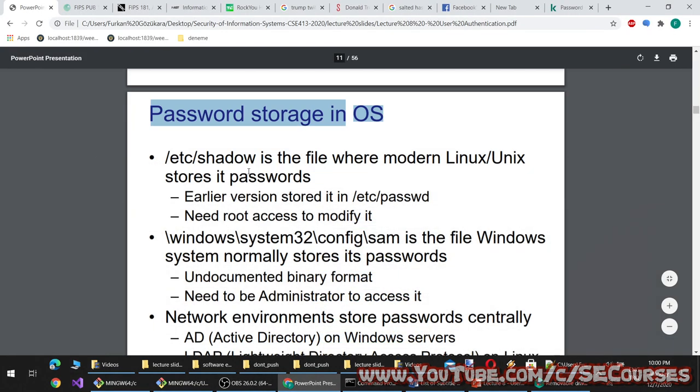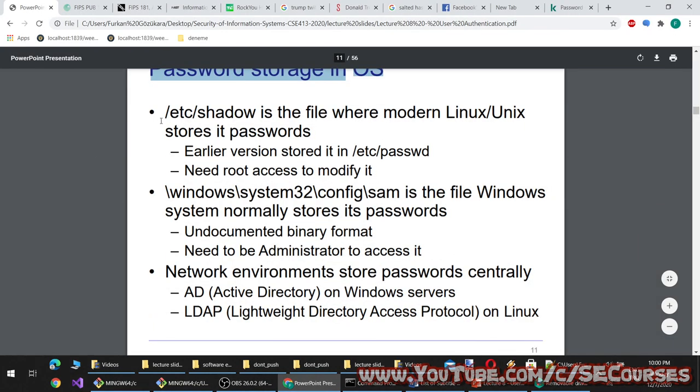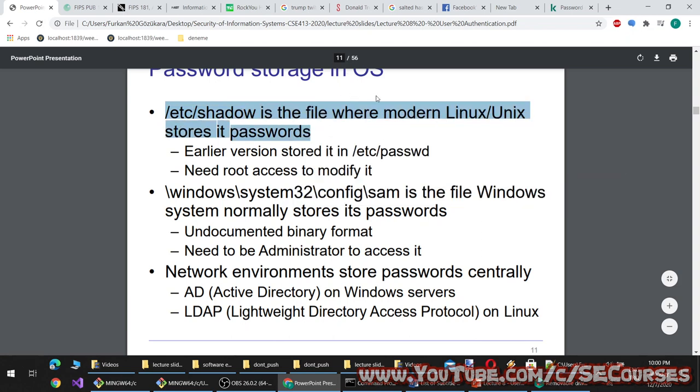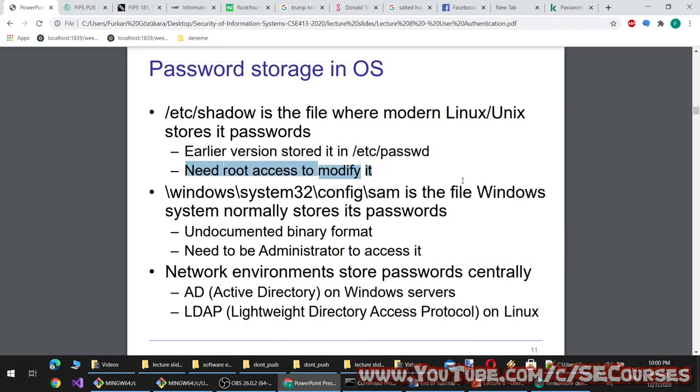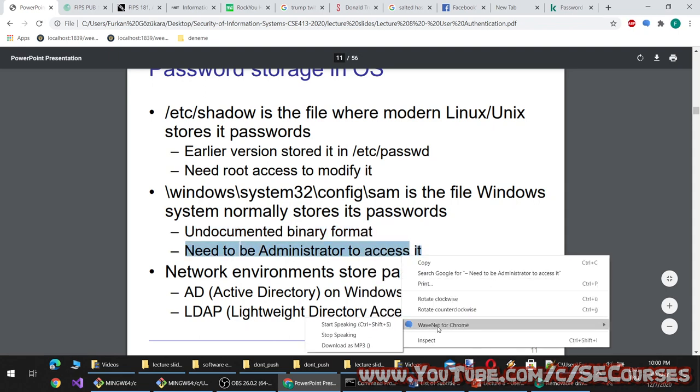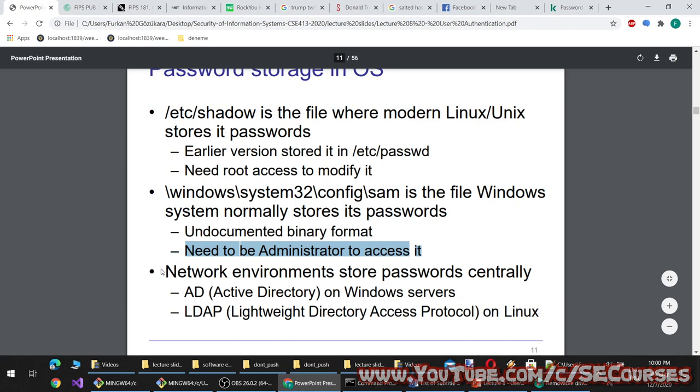Password storage in OS. OS is an operating system. /etc/shadow is the file where modern Linux and Unix store passwords. Earlier versions stored them in /etc/passwd. You need root access to modify it. On Windows, System32\config\SAM is the file where the Windows system normally stores its passwords. It uses an undocumented binary format. You need to be administrator to access it.